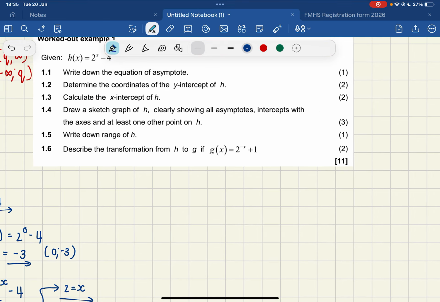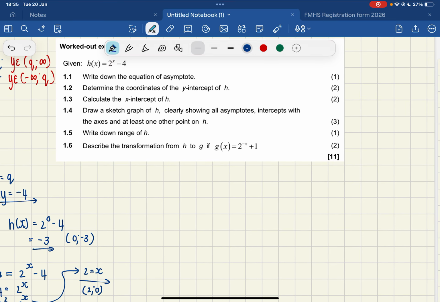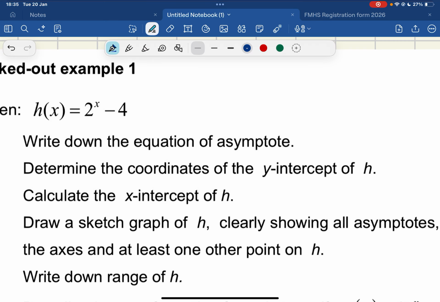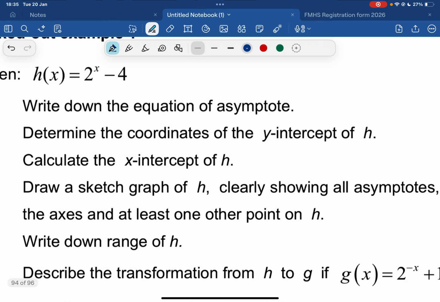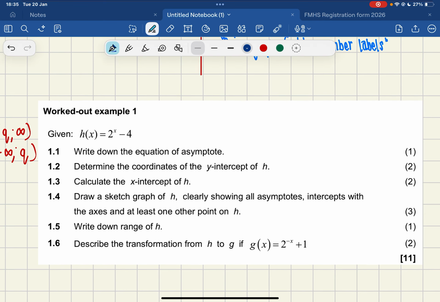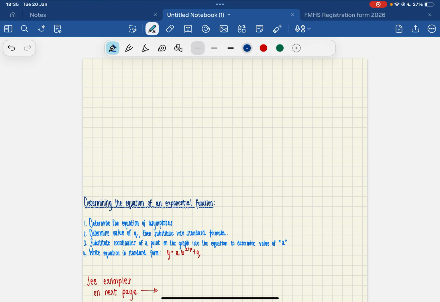From there on, boys and girls, question 1.4, it asks us to sketch the graph indicating our asymptotes. Now, the first thing we're going to do is look at the shape. A is positive, so we will be above the asymptote, and then we just sketch. Perfect. Let me just quickly sketch this graph for us.